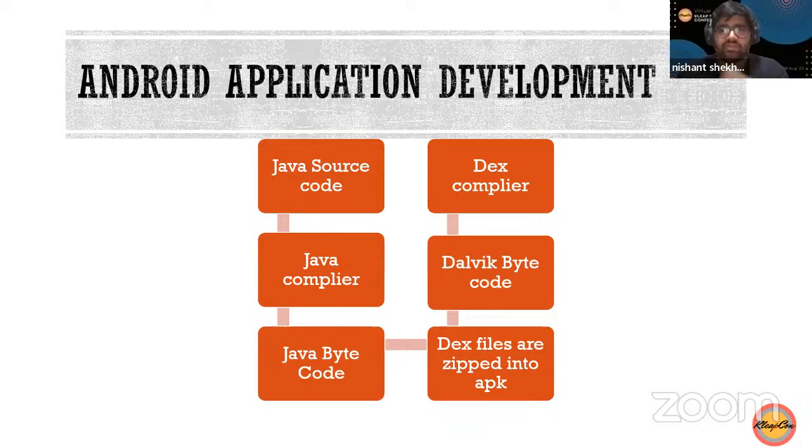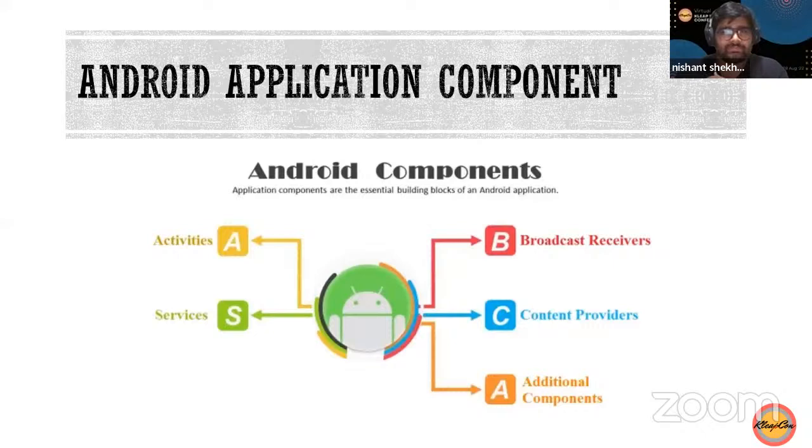So that's how the application cycle works. Now, the components of the application. That's why the manifest file is important, because the manifest file actually consists of all these components. First of all is the broadcast receiver.